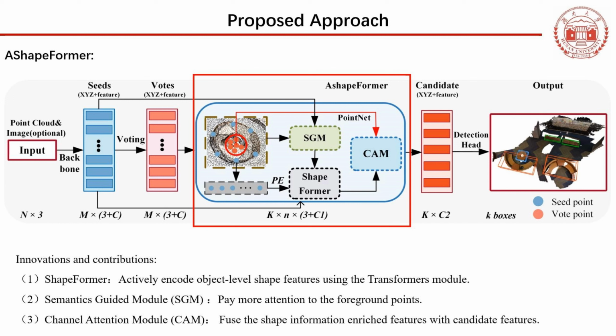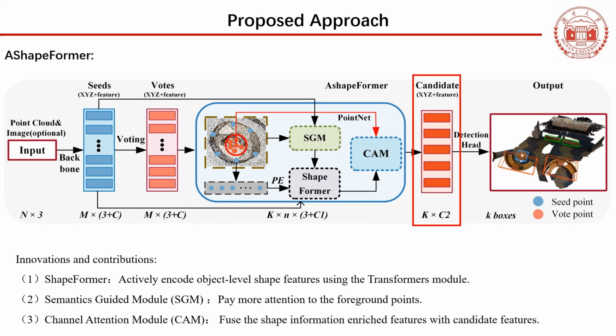Within AShapeFormer, the Semantics-Guided module pays more attention to the foreground points, while ShapeFormer additionally incorporates object-level shape features with multi-head attention, also employing positional encoding. The Channel Attention module fuses the shape information enriched features with candidate features to provide candidates to a detection head that predicts the bounding boxes.